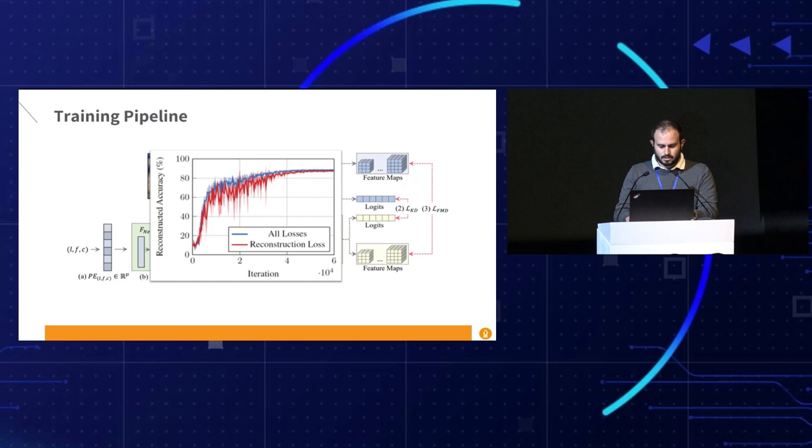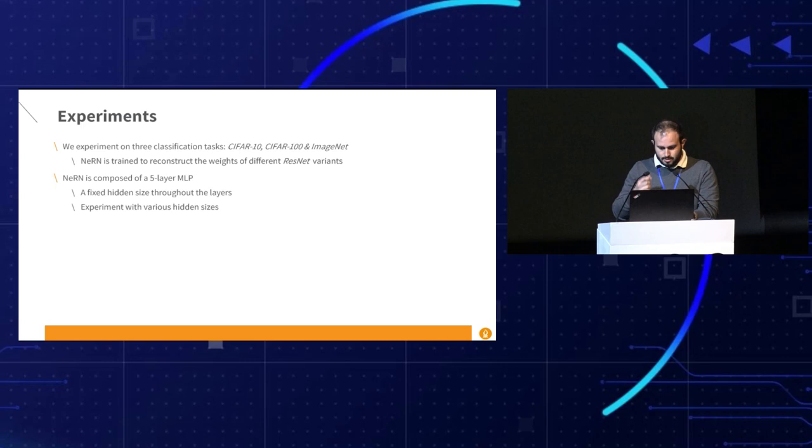So let's talk about some experiments. We experiment on three classification tasks. Today I'll present the results on CIFAR-10 and ImageNet. For each task, NeRN is trained to reconstruct the weights of some different ResNet variants. In the experiments presented here, we use the permutation-based smoothness approach.